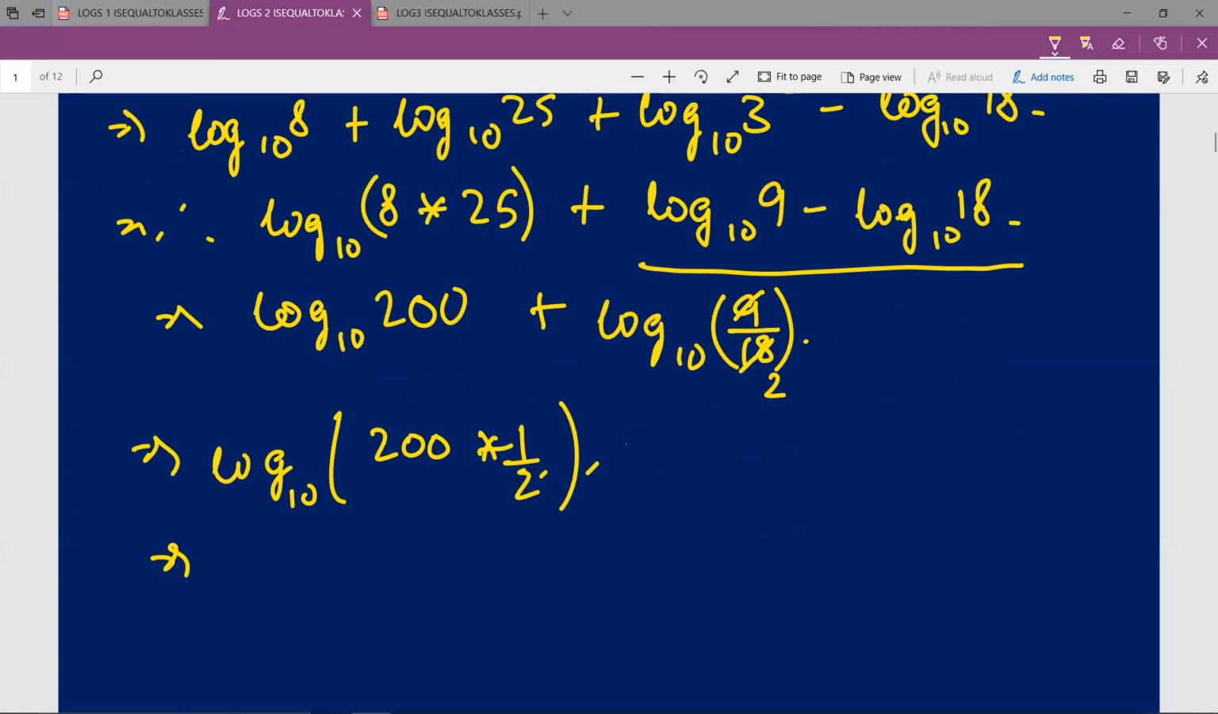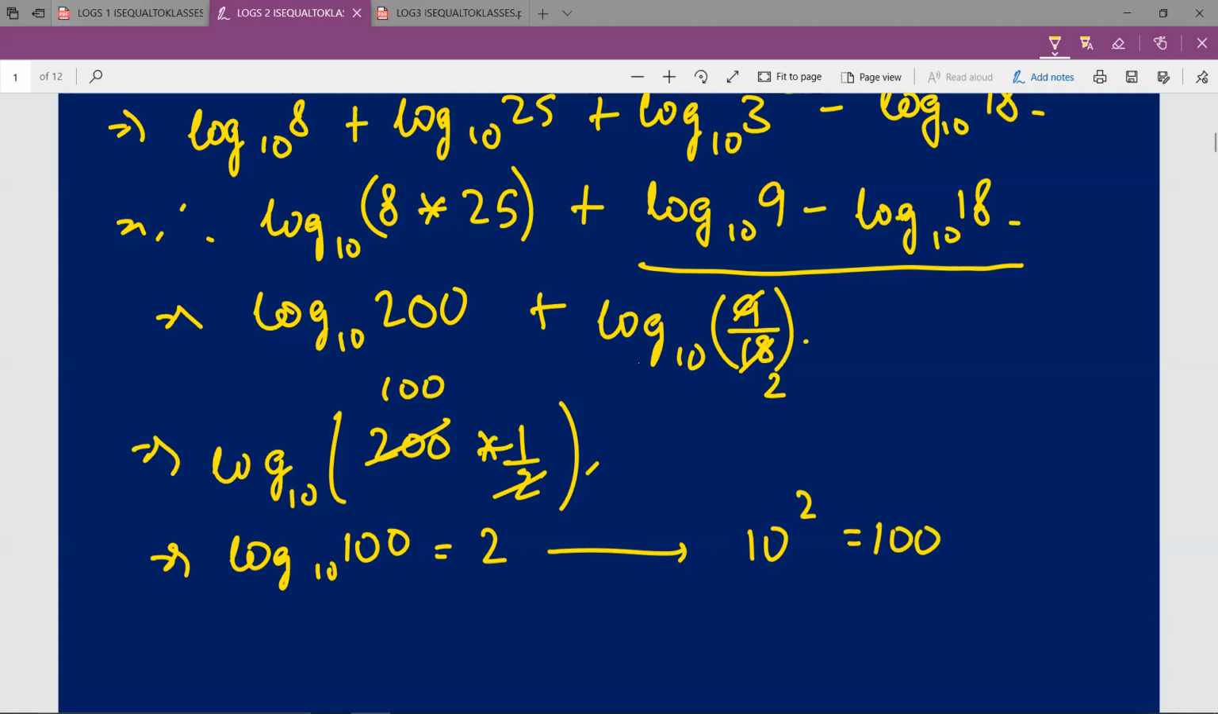So now over here, 2 ones are 2, 2 hundreds are 200. So therefore our final answer will be log of 100 to the base 10. And I could write this as 2. Why? Because in exponential form, I could write this as 10 raised to the power 2 is equal to 100. So this is our final answer.